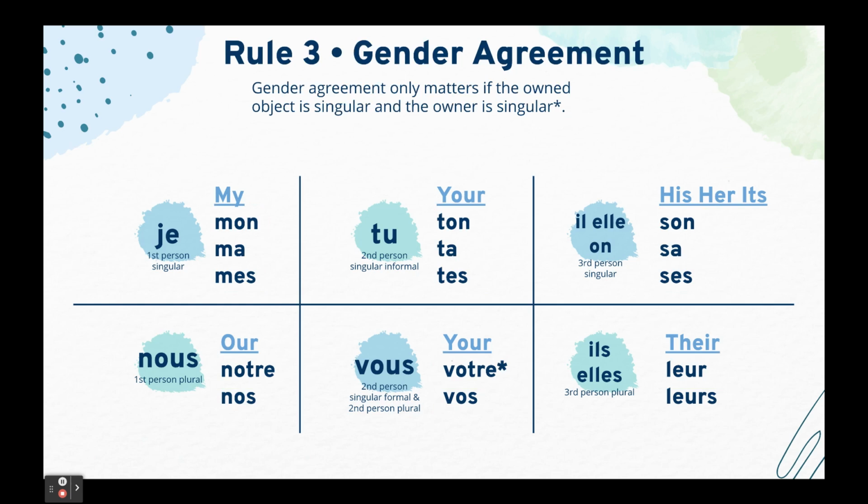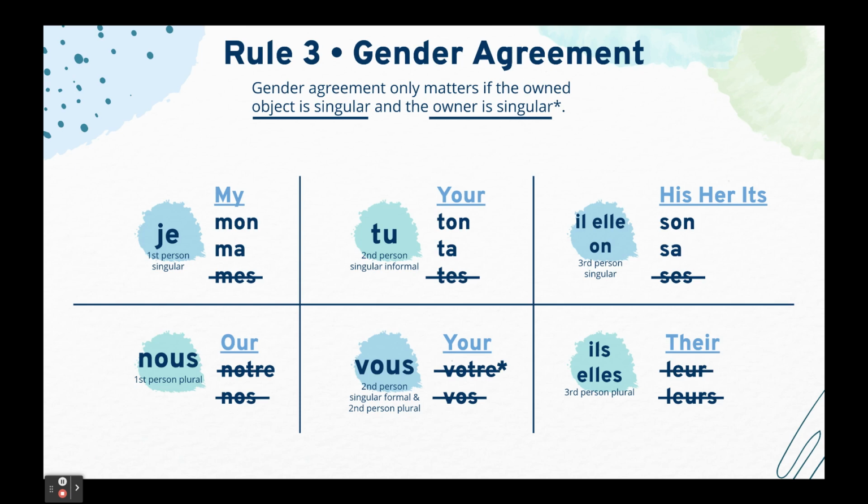Rule number 3, gender agreement. Gender agreement only matters if the owned object is singular and the owner is singular. So if the object is singular, we only look at mon, ma, ton, ta, son, sa, notre, votre, leur. We can cross out those bottom ones. Now, if the owner is singular, then we look at mon, ma, ton, ta, son, sa.